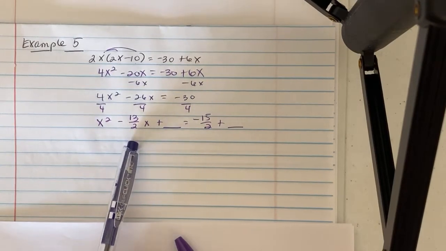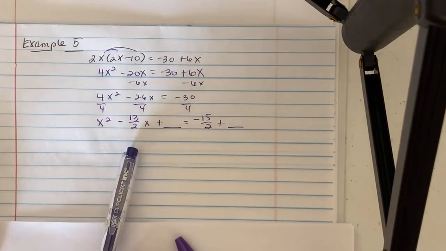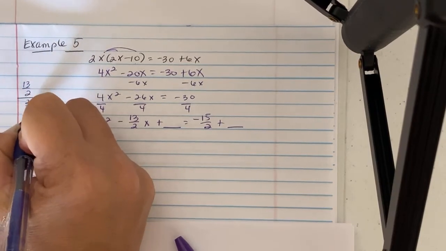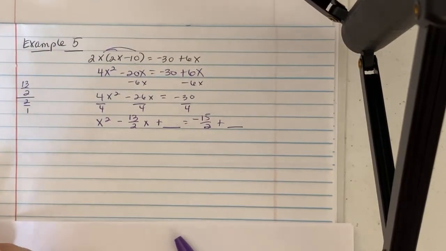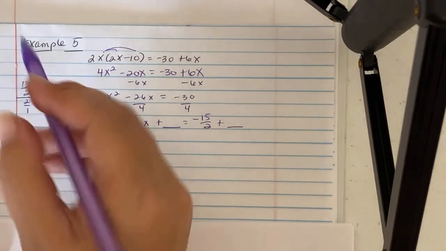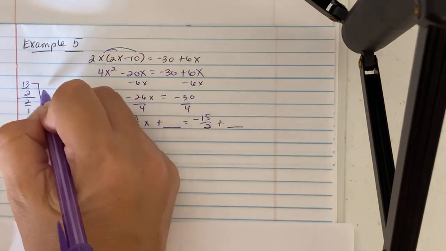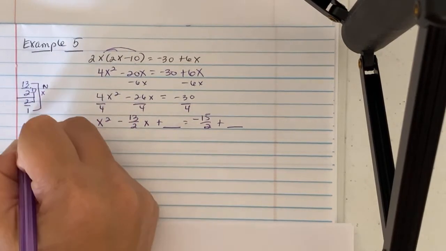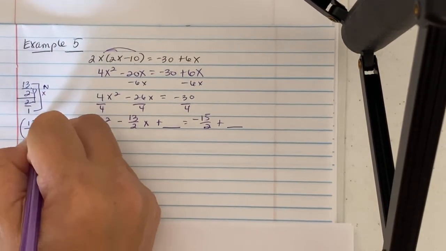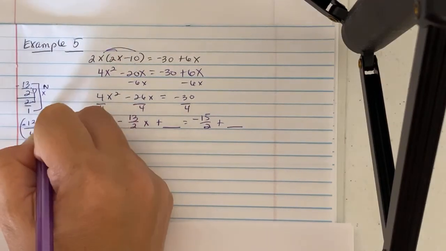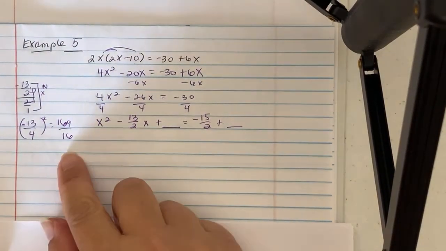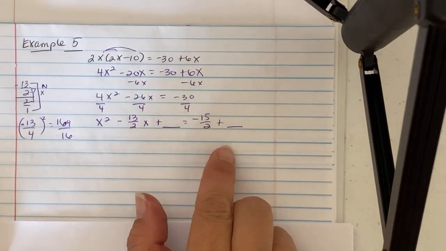So now we have a fraction here. So we have 13 over 2, and then you need to divide that by 2. So I wrote it as 2 over 1. Numerator, denominator. So we get 13 over 4 that we are now squaring. And we get 169 over 16. 169 over 16 is what we're adding to the left and right.